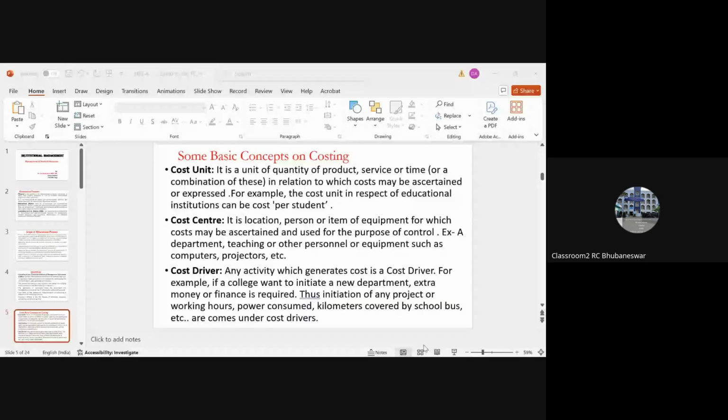To generate your idea, it is a unit of quantity of product, service or time in relation to which cost may be ascertained or expressed. For example, the cost unit in respect of an educational institution can be cost per student.